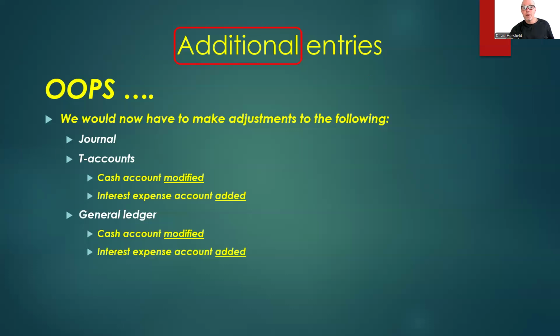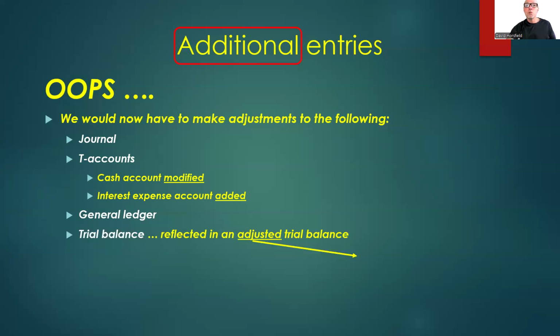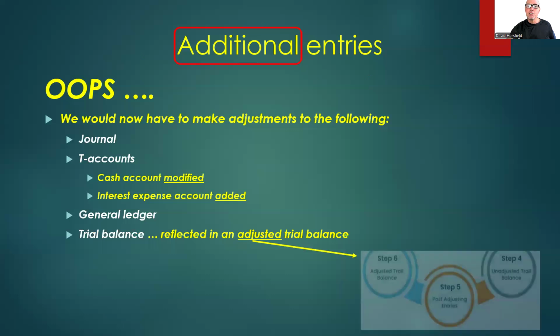We would also have to go to the general ledger and update the entries under the cash account, which makes sense because we updated the cash account in the T accounts. We would in the general ledger have to add interest expense as a whole new account and show our entries of $25 twice and $62.50 once. There's a lot of work going on here. And the point is, this was all caught at the original trial balance stage.